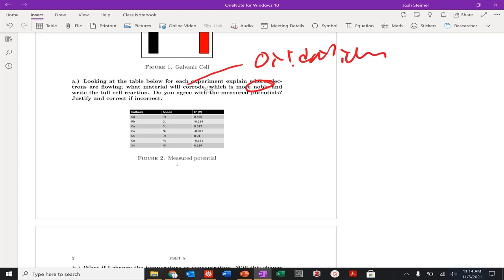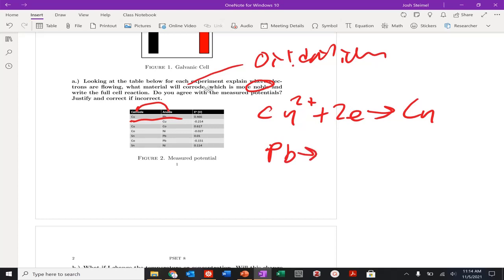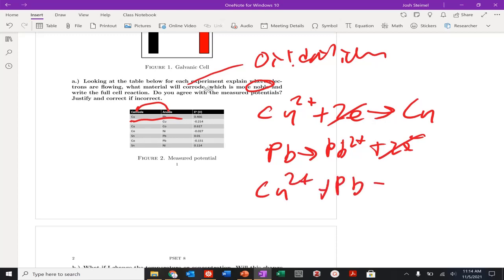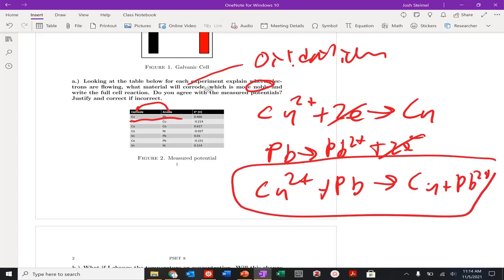Excellent. And then the full cell reaction. So, for example, if we're looking at this CuPb, Cu is initially in its ion state and is gaining 2 electrons because, again, electrons are flowing from anode to cathode for this particular reaction, just like we saw previously, and it's going to form Cu. For Pb, we start as Pb and then we undergo oxidation, so we lose 2 electrons: Pb goes to Pb 2 plus plus 2e minus. I add my products and reactants, my 2 e's cancel out, and I'll get Cu 2 plus plus Pb goes to Cu plus Pb 2 plus. So that would be my full cell reaction.